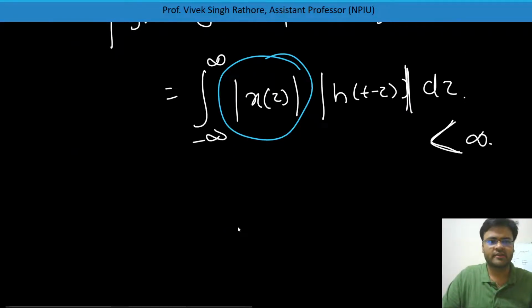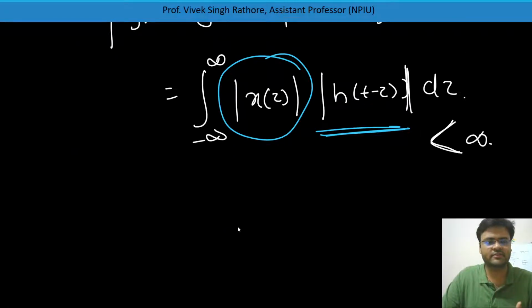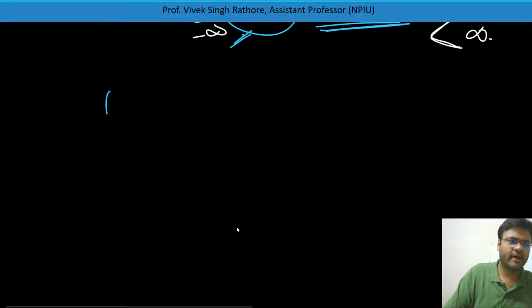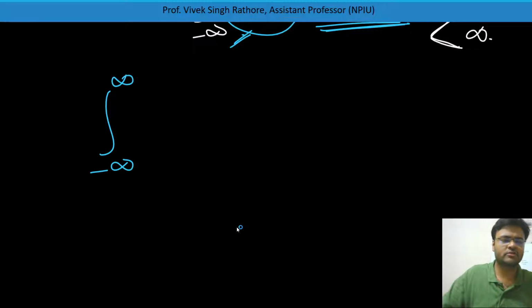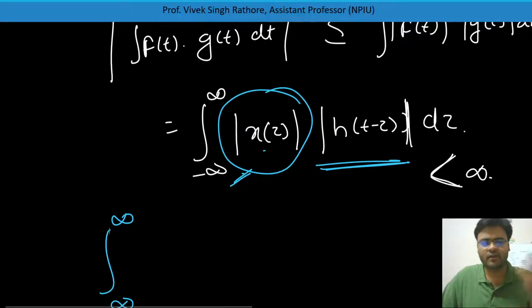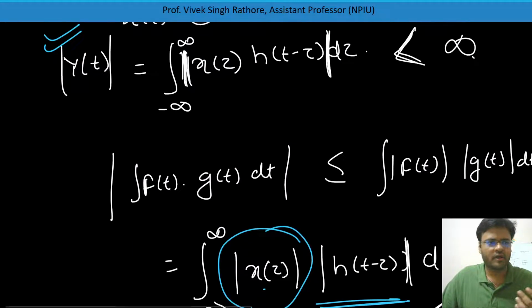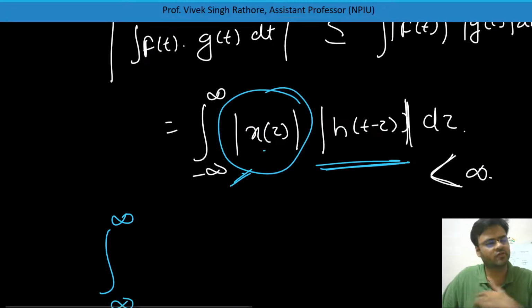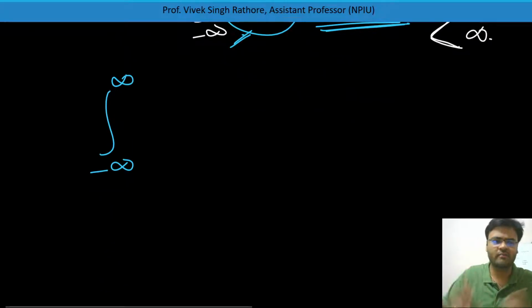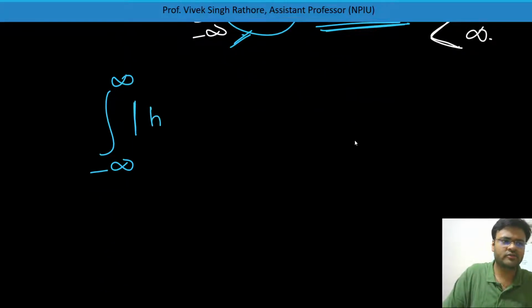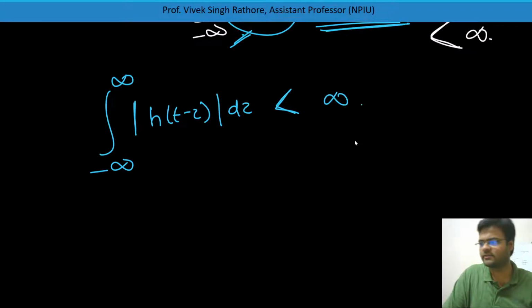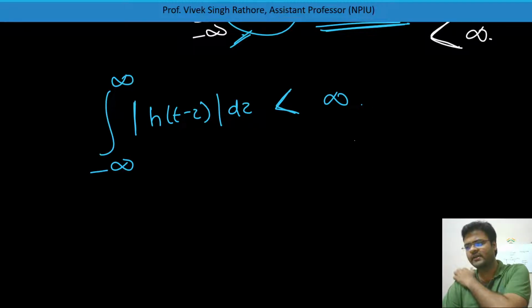It means that this needs to be checked, because if this is finite and it is multiplied by some infinite value, then ultimately the value will come infinite only. So this value needs to be checked. Ultimately, if you are giving a stable or bounded input, and if it is not bounded, then your system will make the output unbounded. So ultimately the integral of h of tau times x of t minus tau d tau should be less than infinite. That is the main point.